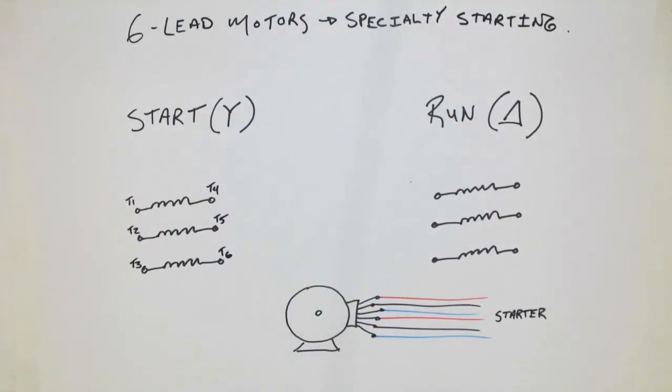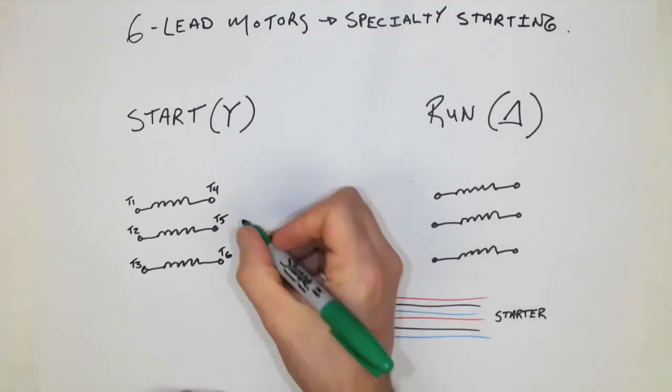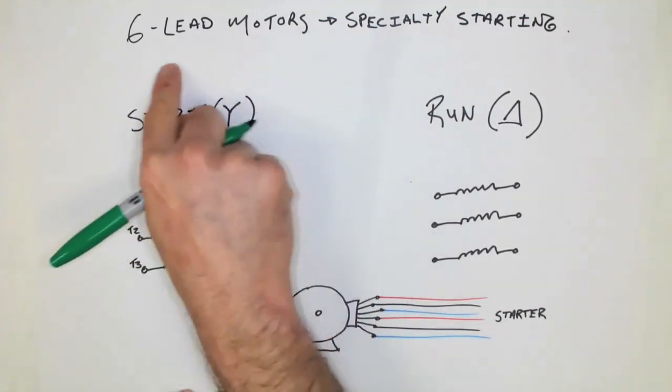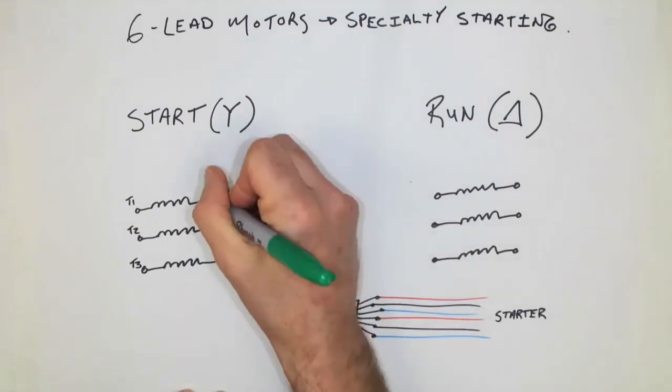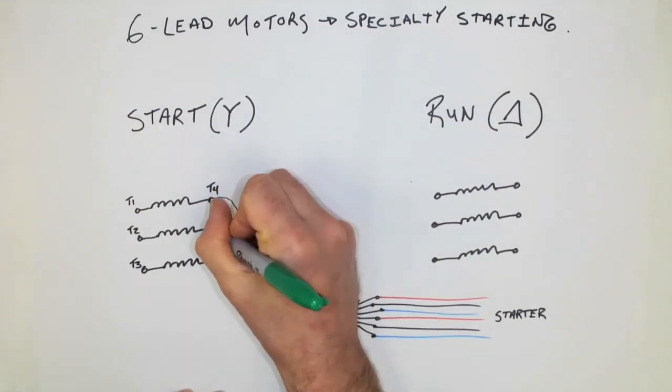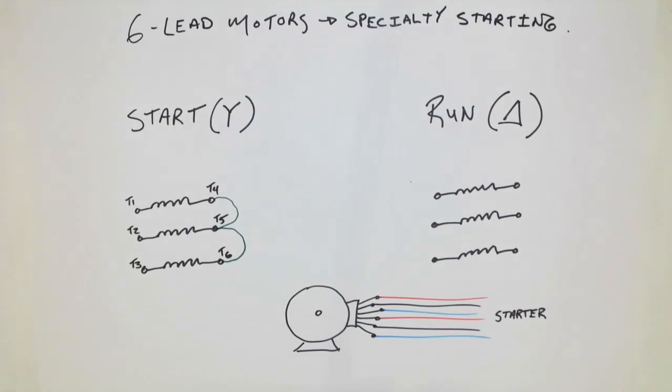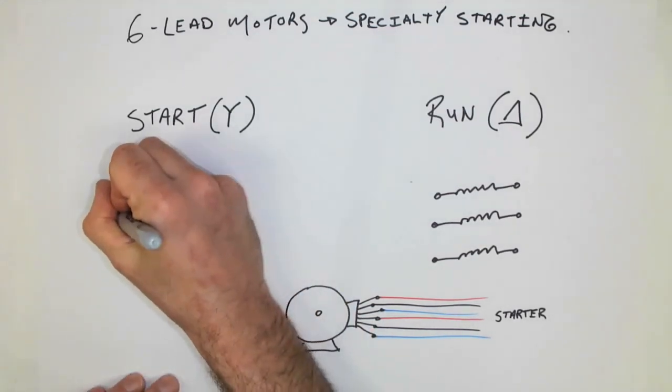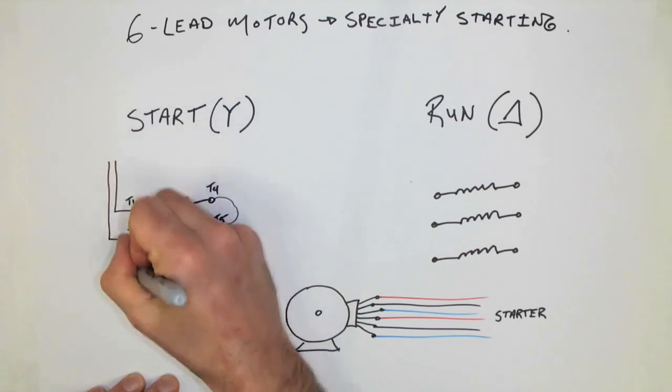Now this one, we need to make some additional connections on, and I'll just show you how we're going to do that. This would be in a Y formation at start, which means that T4, T5, and T6 will all be connected together at the starter. The 3 T terminals 1, 2, and 3 will be connected to the 3-phase supply.